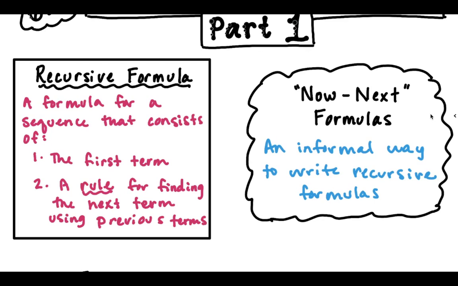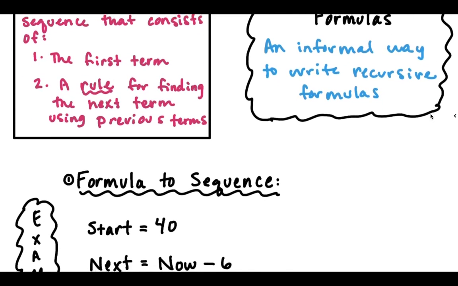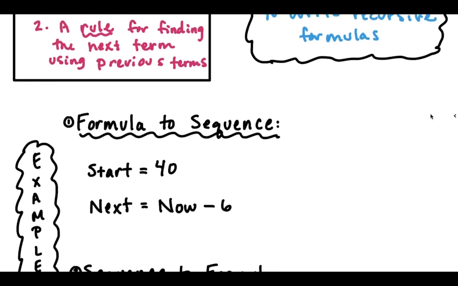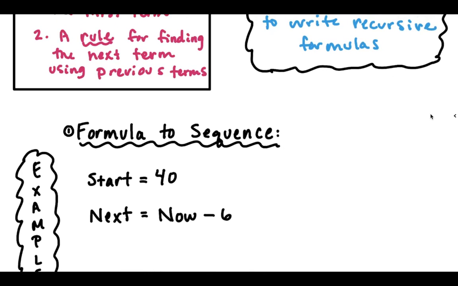So this is not the end goal. Think of it as just like a bridge between where we are right now, having not written recursive formulas before, and the ultimate goal of us writing recursive formulas with the math symbols. So this is like an intermediate step towards where we're going. Okay, so we're going to be doing two things with these formulas. The first is going from a formula to a sequence. So if I give you the formula, generate the sequence that it's describing. So let's see what that looks like.